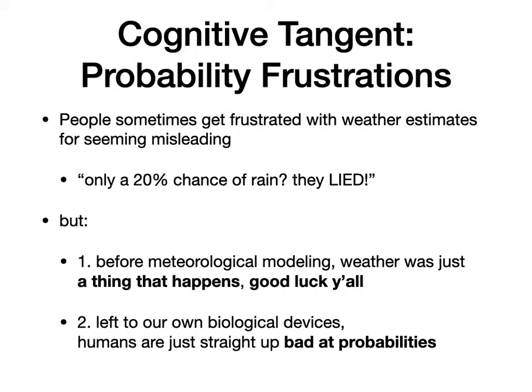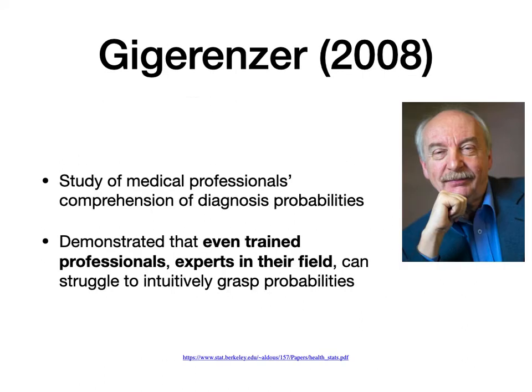But on the second hand, left to our biology, left to our brains, left to our biochemistry, left to our cognition by default, we kind of suck at probabilities. We're not very good at just wielding them in a normal day-to-day capacity. I want to introduce you to Gerd Gigerenzer.